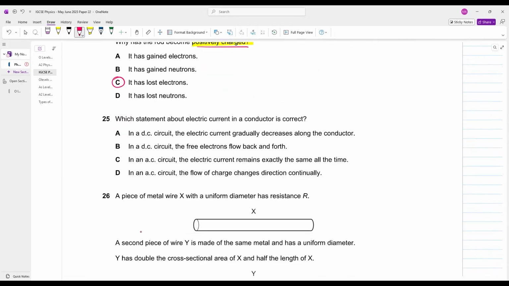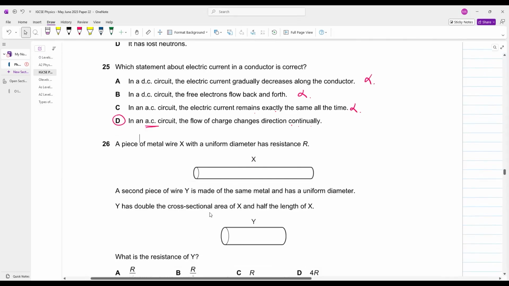Which statement about electric current in a conductor is correct? In an AC current, the current remains exactly the same all the time. No. In an AC current, the flow of charge changes direction continuously. Yes. In alternating current, AC current, the direction of current changes continuously.